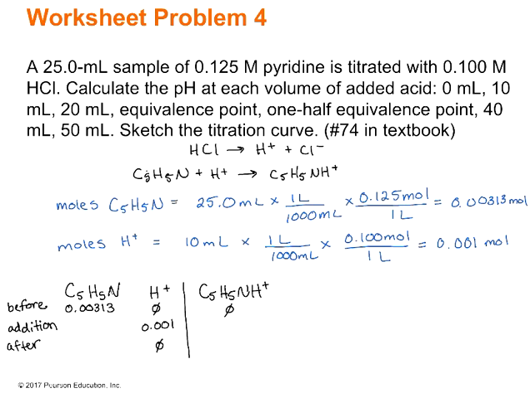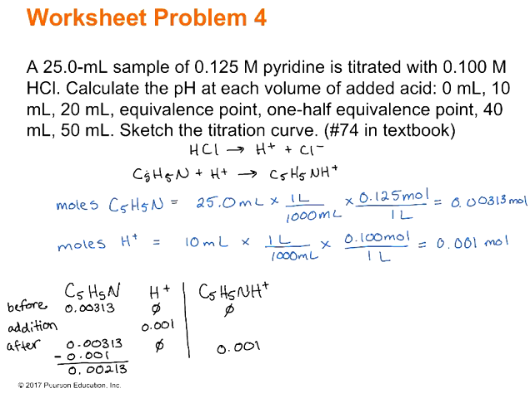So to determine how many moles of pyridine we have left, we're going to subtract 0.001 from 0.00313. So we have 0.00213 moles of pyridine left. And then how many moles of the conjugate acid will we have? Well, we're just going to gain 0.001 moles of conjugate acid. I know that from the stoichiometry, so there's a 1:1:1 ratio between all 3 of these.